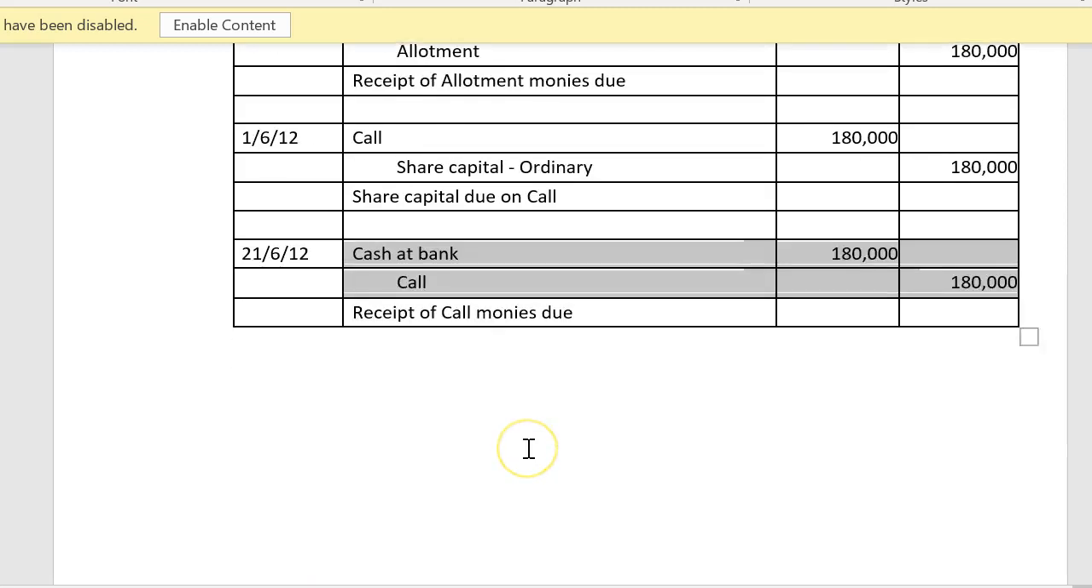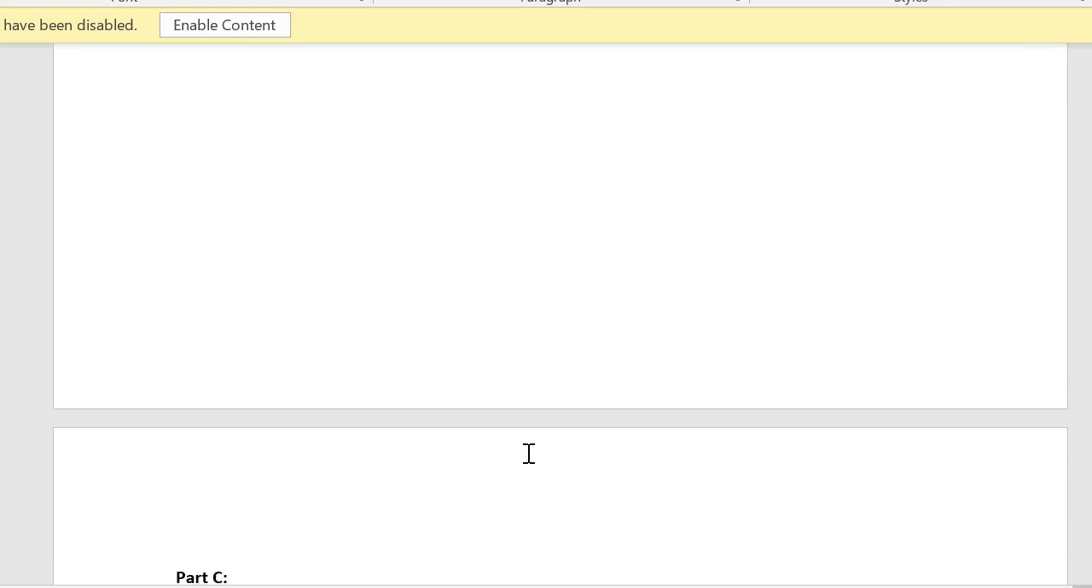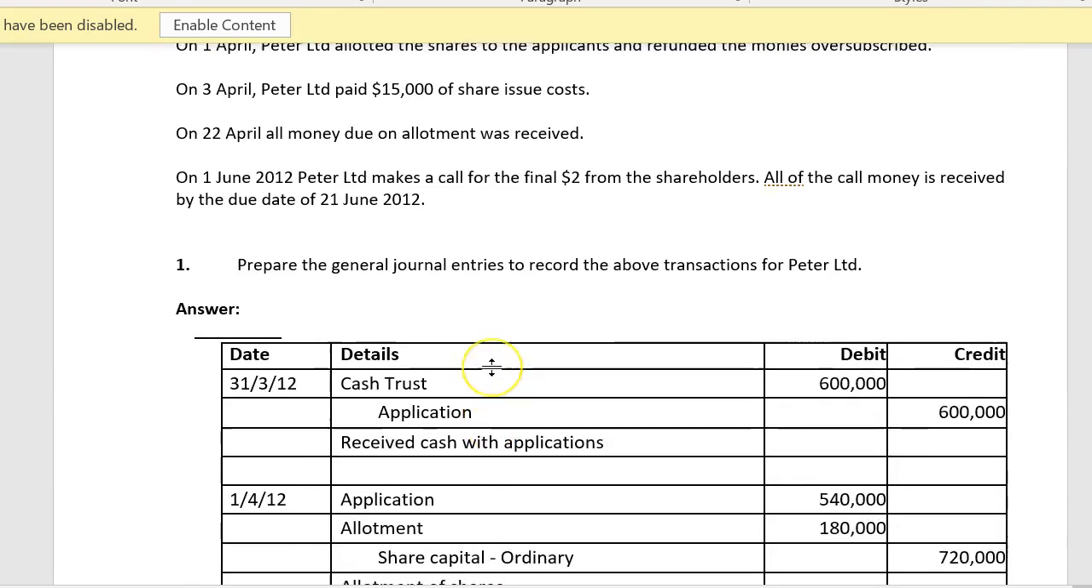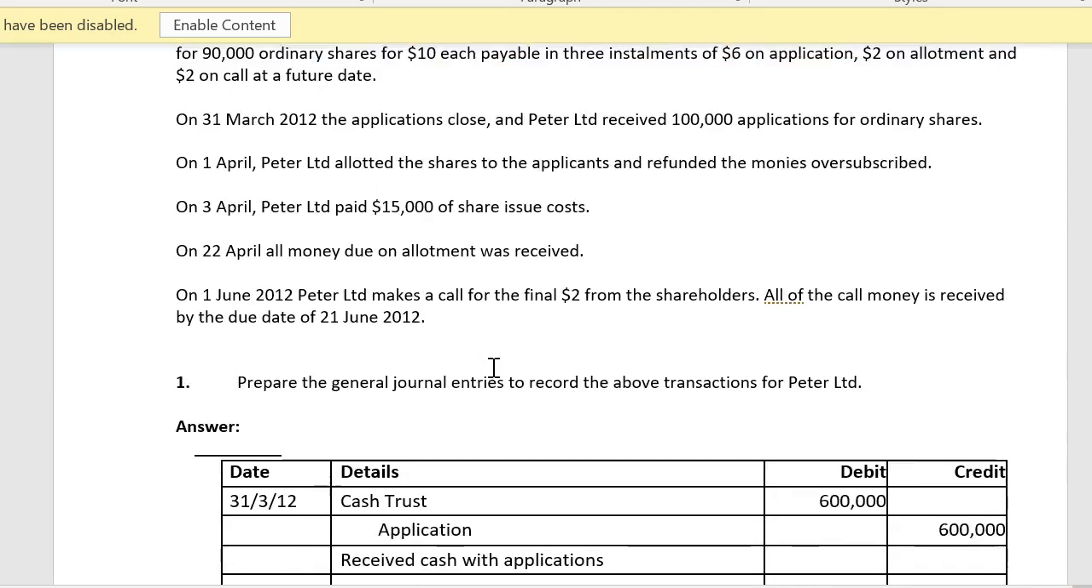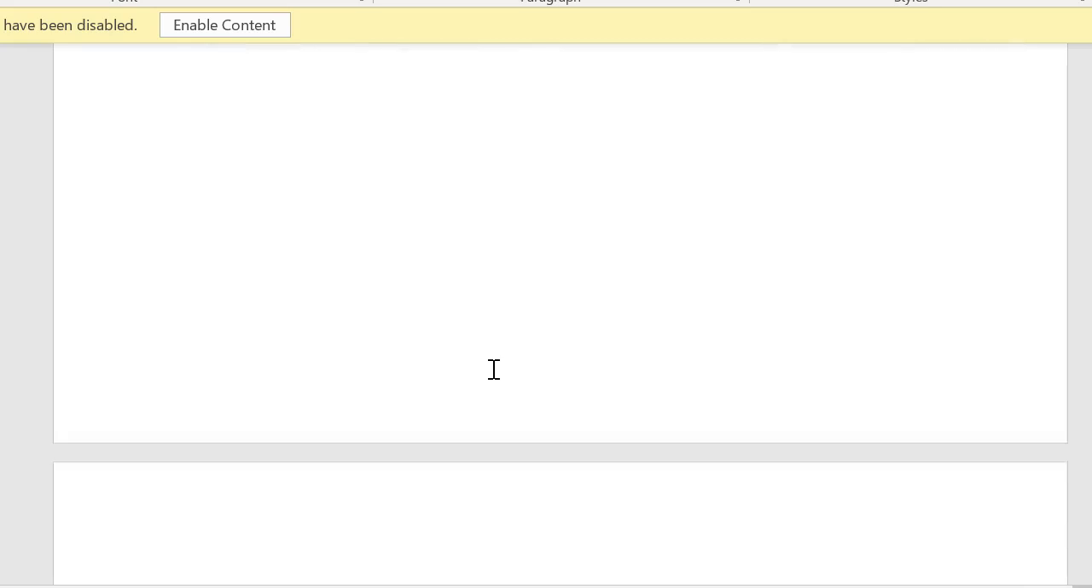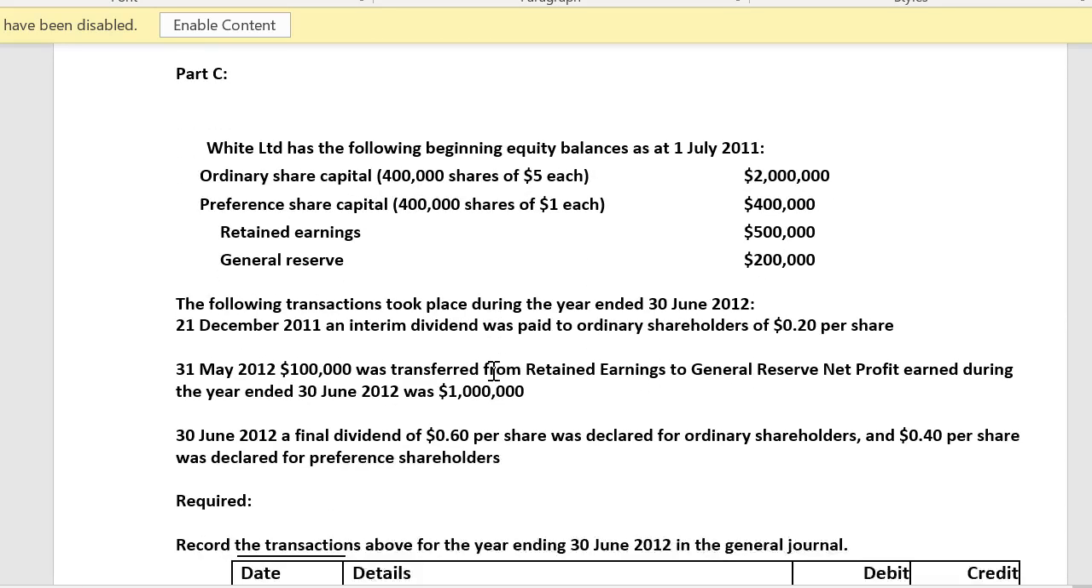Okay. Alright guys, so let's move on to the next one. So this is very important. Make sure you practice this and also make sure to go through the tutorial exercise. Right, let's move on to part C.